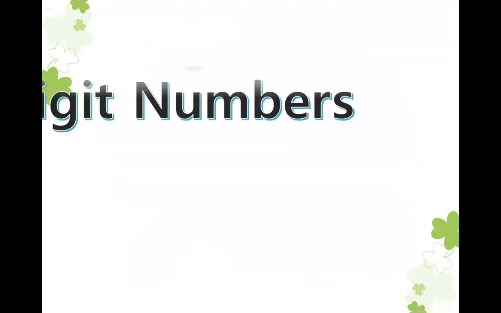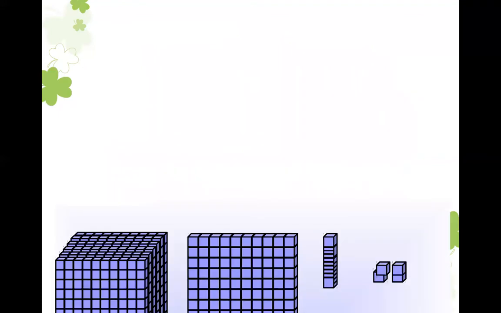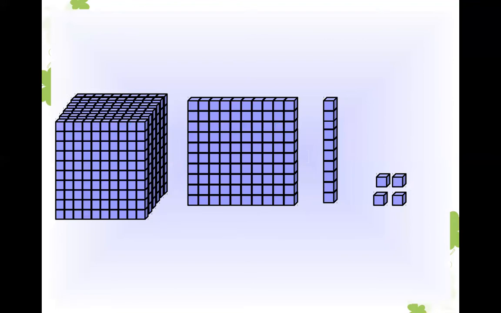For today's lesson, we will be talking about reading and writing 4-digit numbers. All right, so I have here a picture block. Now there are 4 types of blocks that we have here. We have the ones place, the tens place, the hundreds place, and the thousands place.